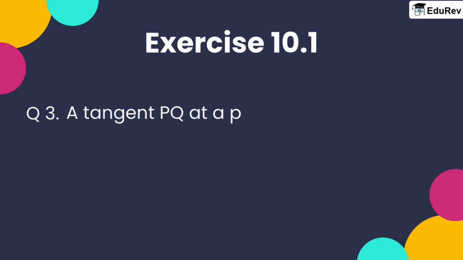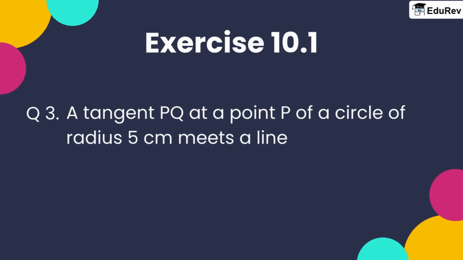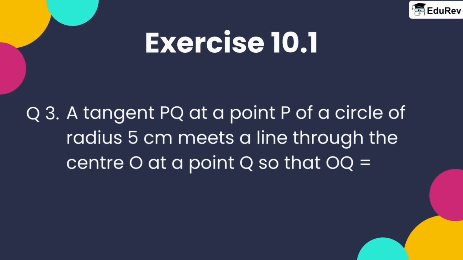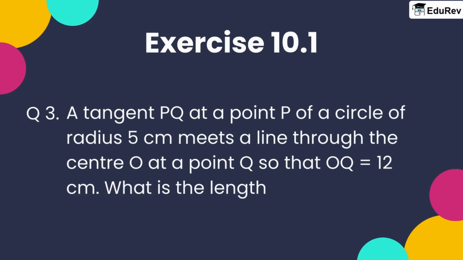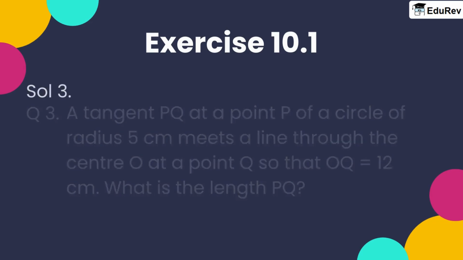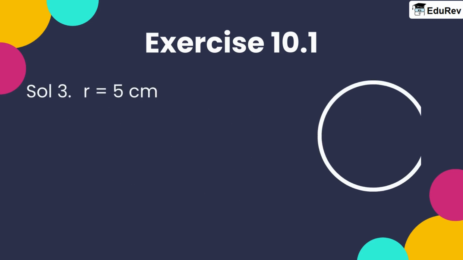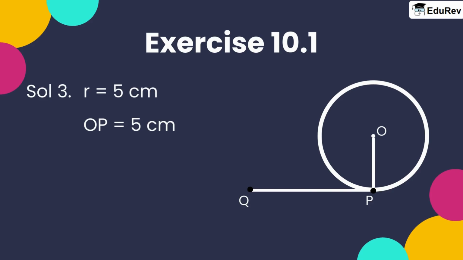The next question is, a tangent PQ at a point P of a circle of radius 5 cm meets a line through the center O at a point Q so that OQ is equal to 12 cm. What is the length PQ? Let's make the circle of radius 5 cm and center O. Also, construct a tangent PQ. We know that the length of OP is equal to the radius, which is 5 cm. Also, we know that the length OQ is equal to 12 cm.